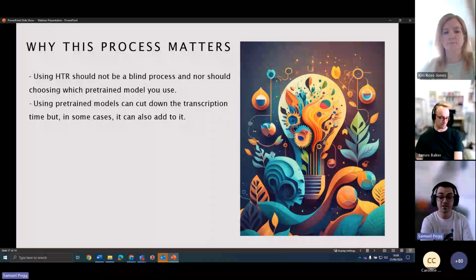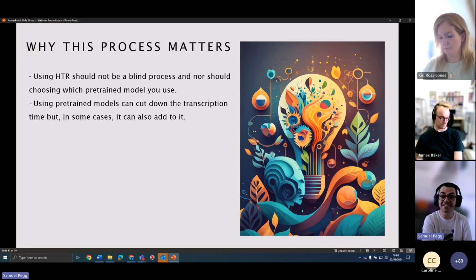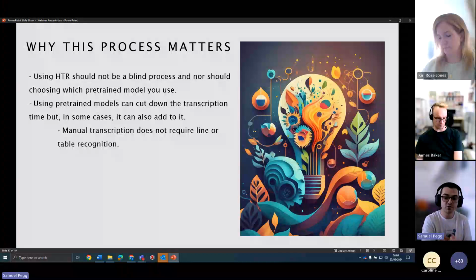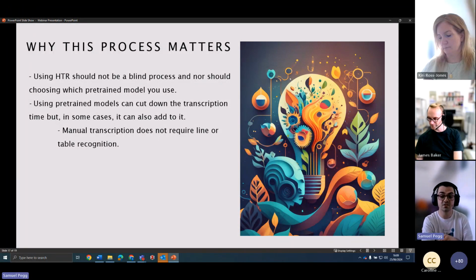Using pre-trained models can cut down the transcription time, but in some cases it can also add to it. With large multi-page projects like the record books, Transkribus has the potential to save days, if not more, if a model can be created using the first record book. However, some smaller projects may end up losing time, especially if there's great swaths of line recognition and table recognition required across pages. Manual transcription doesn't require this effort, and so just because HTR tools exist, it doesn't mean they are the answer for all projects.